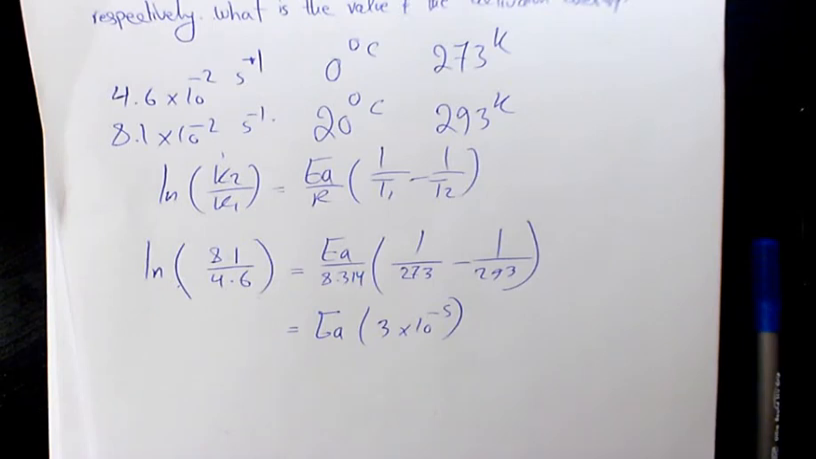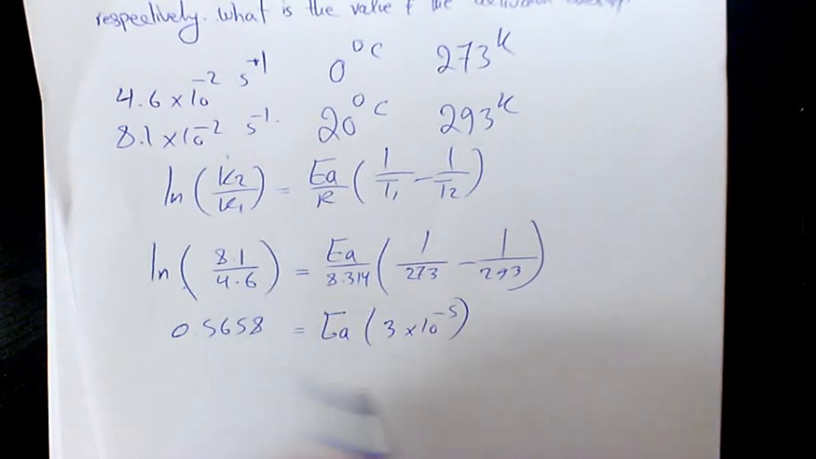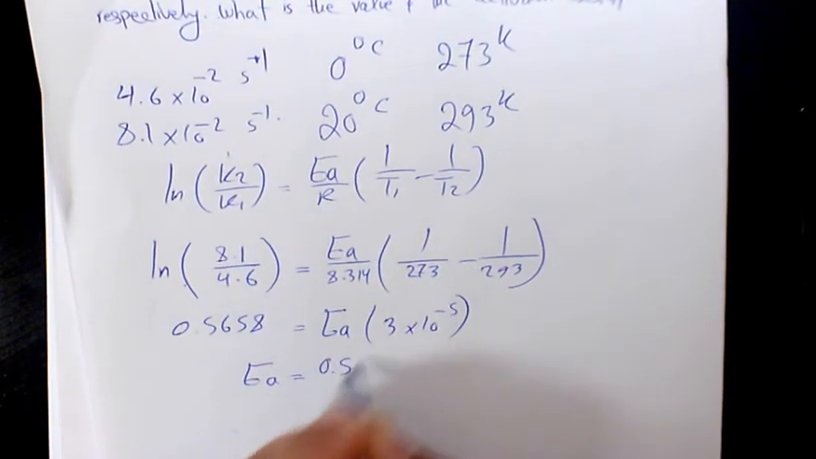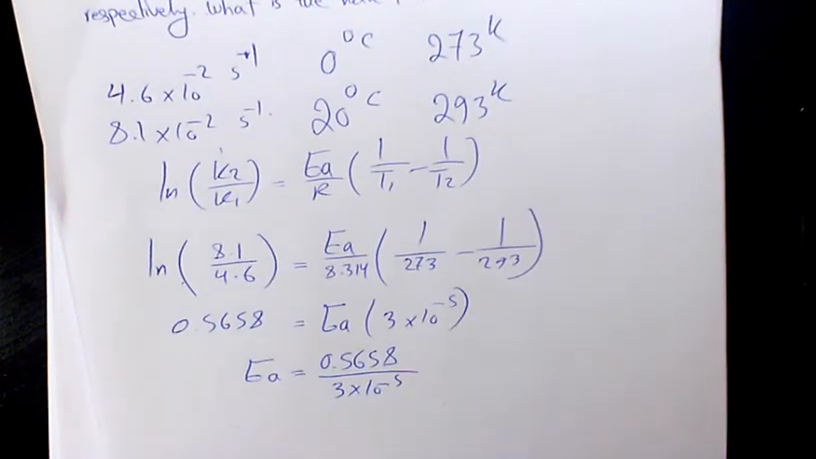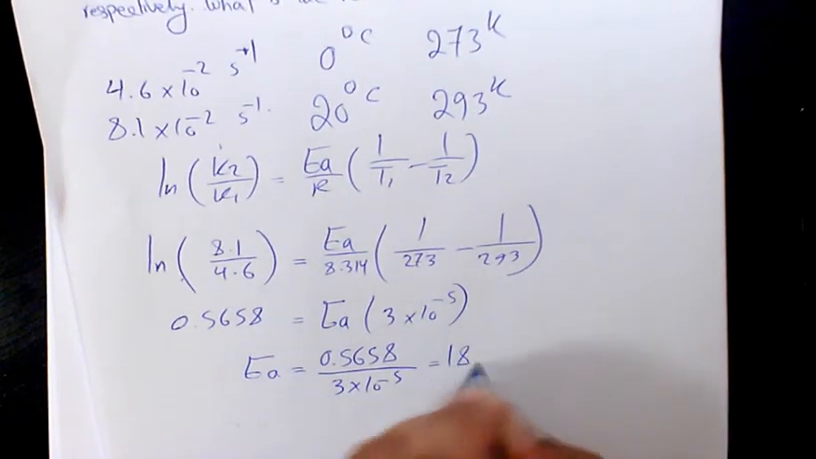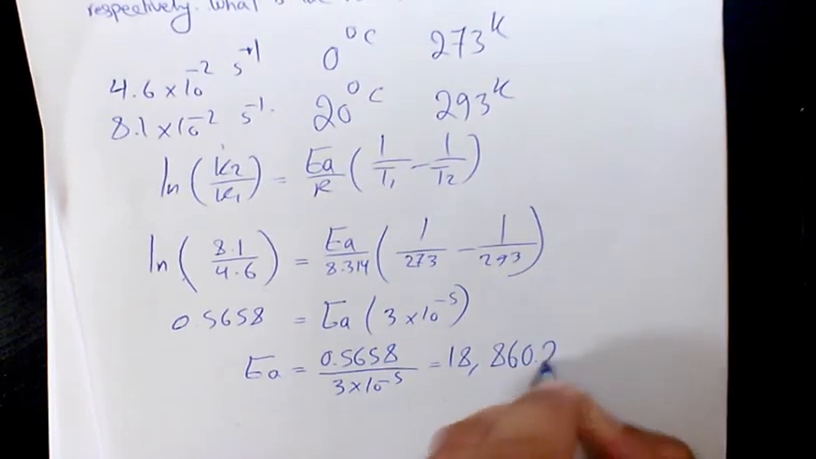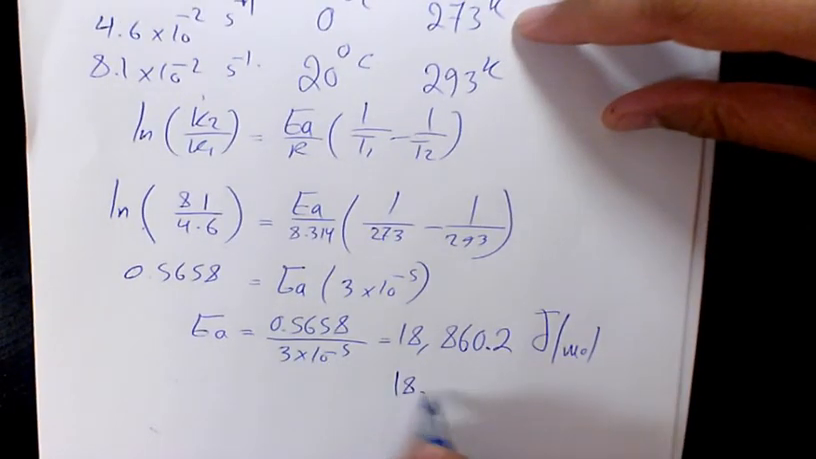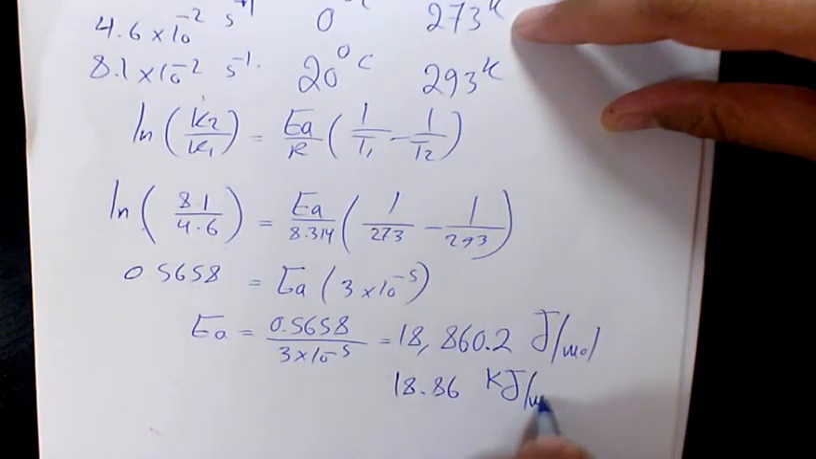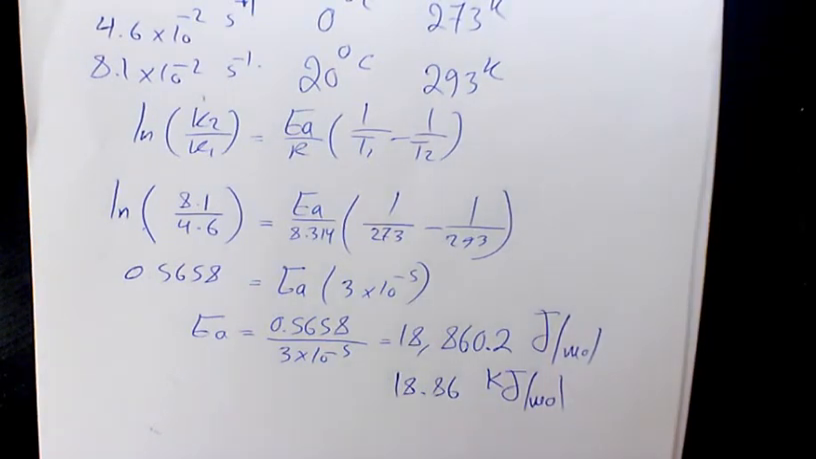8.1 divided by 4.6, ln of 1.76. That's going to be 0.5658. So EA is going to be 0.5658 divided by 3 times 10 to the power of negative 5. That's going to be 18,860.2 joule per mole. Or you can say 18.86 kilojoule per mole. That's going to be the activation energy.